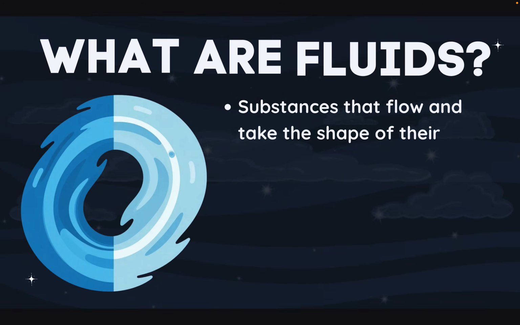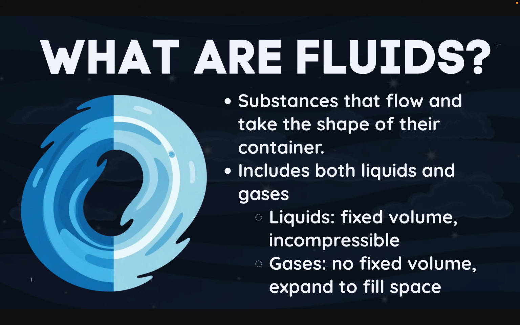All right, so now let's talk about fluids. What exactly is a fluid? By definition, a fluid is any substance that can flow and take the shape of its container. Fluids include liquids and gases. Liquids have a fixed volume but no fixed shape. They take the shape of their container, while gases have neither a fixed shape nor a fixed volume. Instead, they expand to fill the entire container. And although they behave differently, both liquids and gases are considered fluids mainly because they can flow.